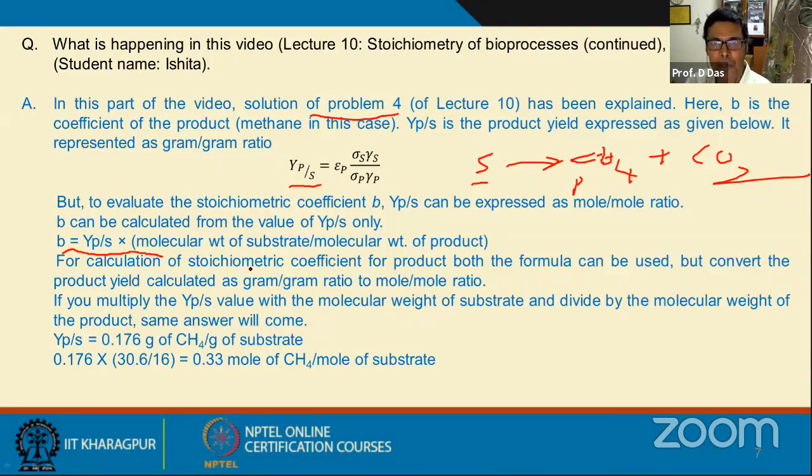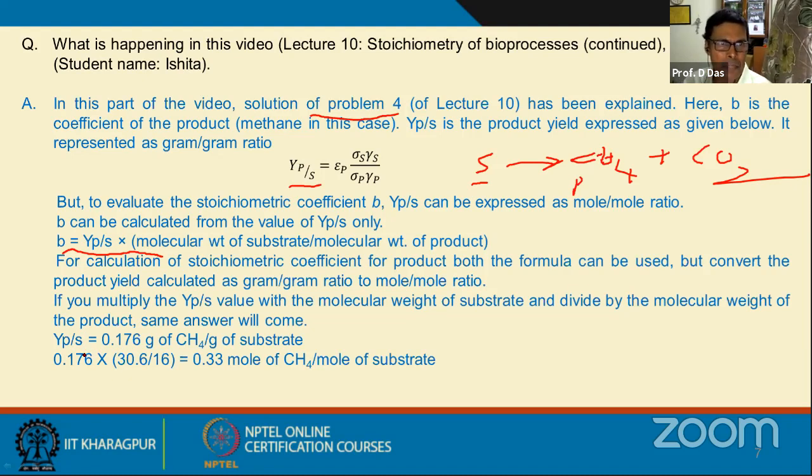For calculation of the stoichiometric coefficient of the product, both formulas can be used, but the product yield can be calculated as a gram-gram ratio. This is how you can convert to a gram-gram ratio. This is a very simple conversion process. You just put pen to paper, and you can easily do it. So it is not a problem for you.